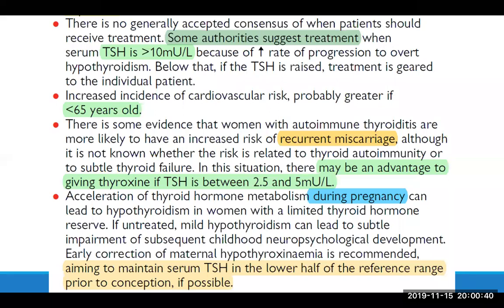Of course, during pregnancy, you must treat, especially if the anti-TPO is positive. This is a recommendation by most guidelines. During pregnancy, if the anti-TPO is positive, you must treat subclinical hypothyroidism. And of course, the target TSH is the lower half of the reference range prior to conception, about 0.1 to 2.5 in the first trimester, and so on.